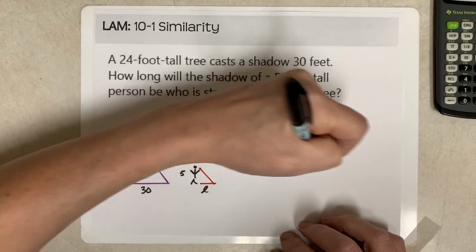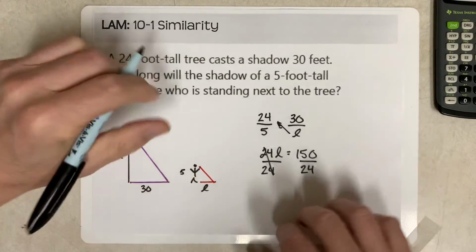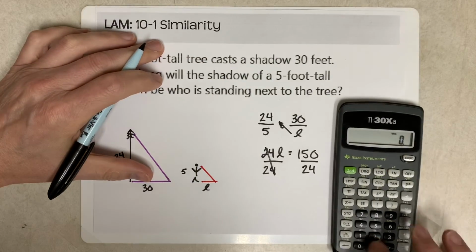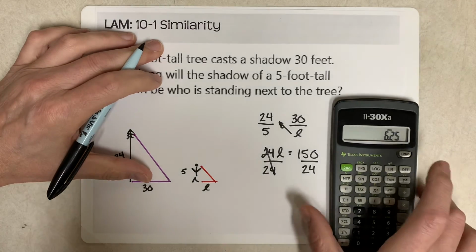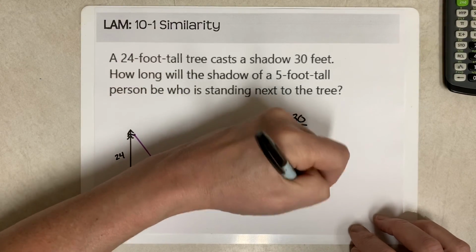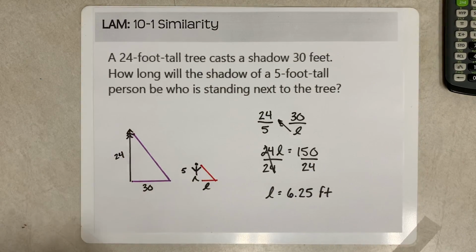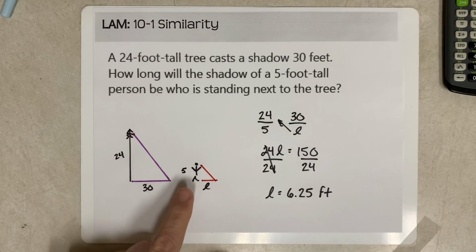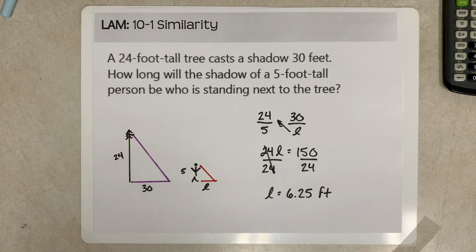So now we're going to divide both sides by 24. And now we're going to do 150 divided by 24, and we get 6.25. So 6.25 feet is the length of the shadow cast by the person. All right, and it's longer than the height of the person, just like the shadow of the tree is longer than the actual height of the tree. So that makes sense. All right, guys, this has been Similarity.